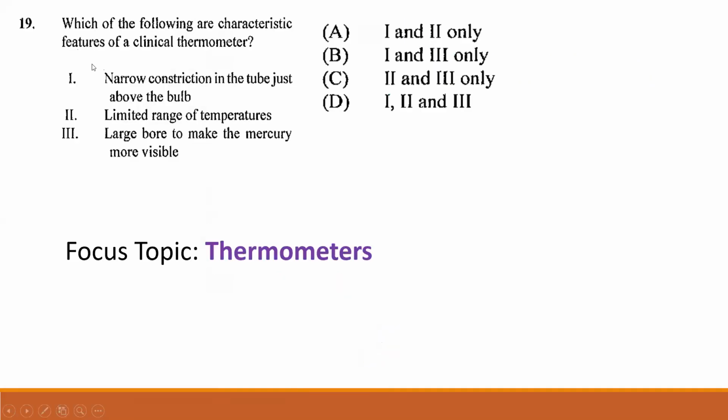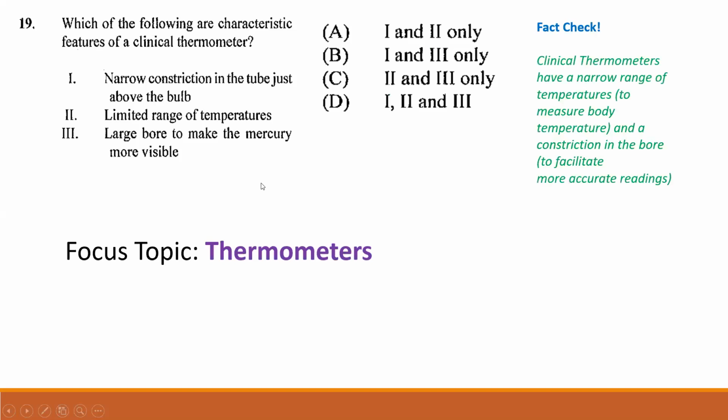Number 19, which of the following are characteristic features of a clinical thermometer? Now we know that clinical thermometers have a narrow range, so limited range, 2, and also a narrow constriction. So 1 and 2. A large bore would not make sense in a clinical thermometer because the larger the bore, the less sensitive the instrument will be. So it's 1 and 2 only. That's A.